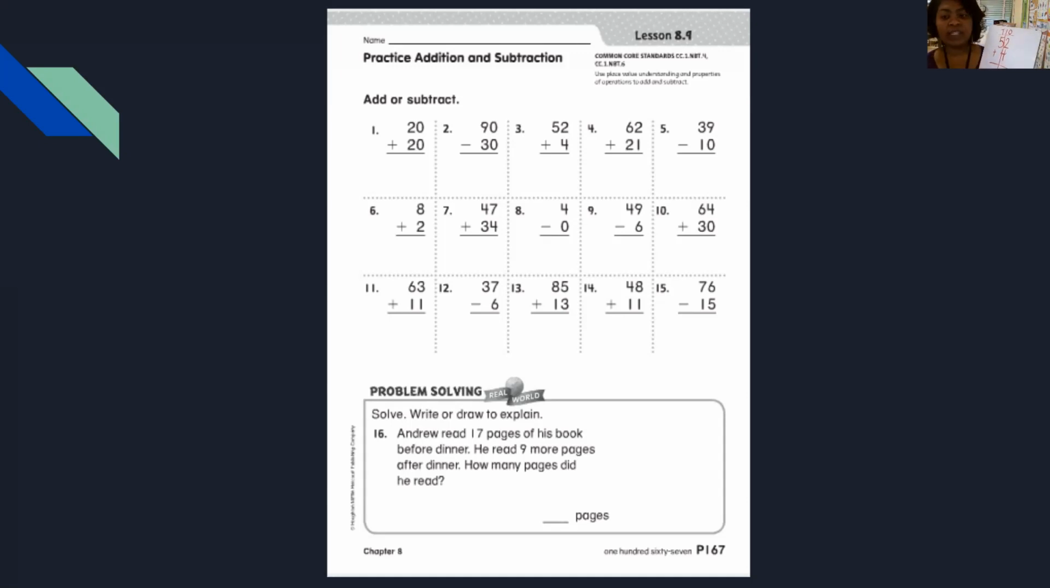All right, 2 plus 4 is 6. I have 5, but I don't have anything right there, so I'm going to pretend that's a 0. And so it would be 56.